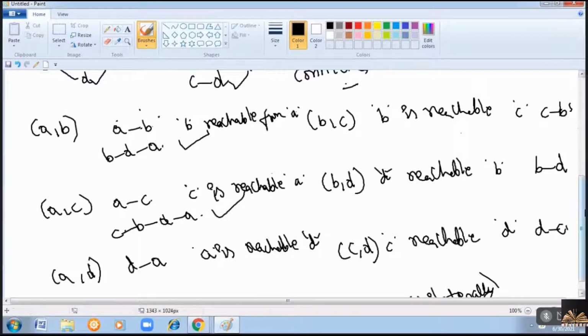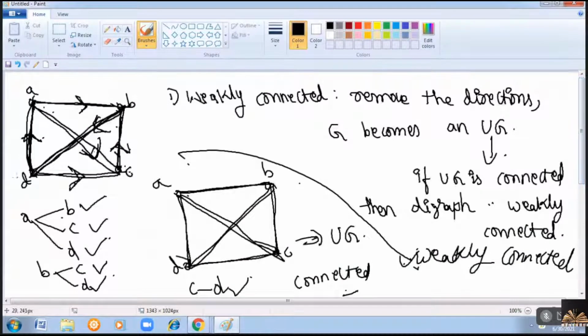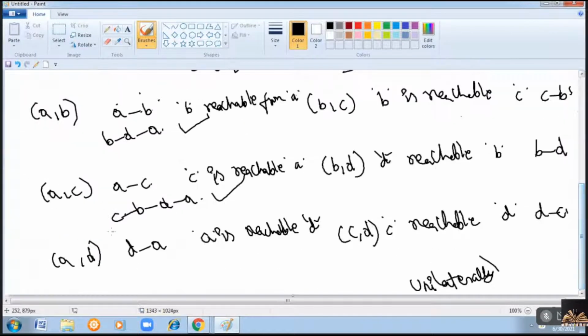Now consider the pair A, D. So we have concluded that here A is reachable from D. We'll see whether D is reachable from A or not. A to B, B to D. Therefore, D is also reachable from A.